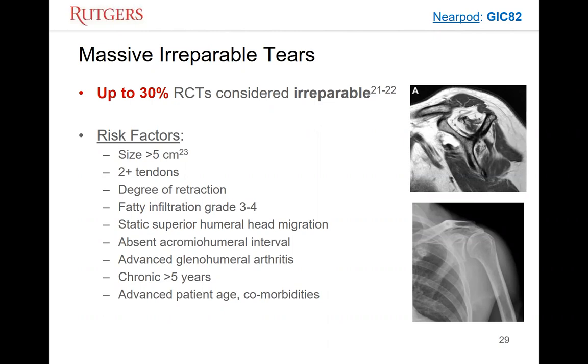Some preoperative findings that increase the risk of a massive tear being irreparable or a repair failing include size greater than 5 centimeters, 2 or more tendons involved, substantial retraction, fatty infiltration, static superior humeral head migration, absent acromiohumeral interval, advanced glenohumeral arthritis, chronicity of the tear, and advanced patient age and comorbidities. So let's dig into the treatment now.